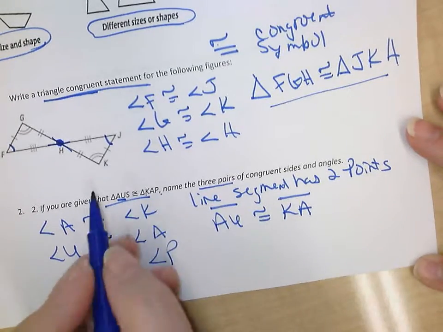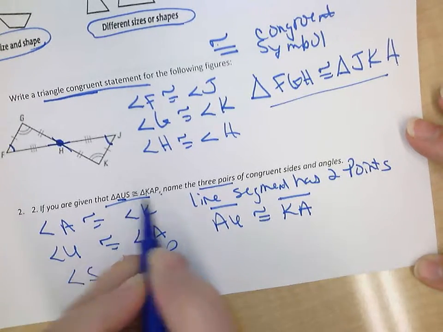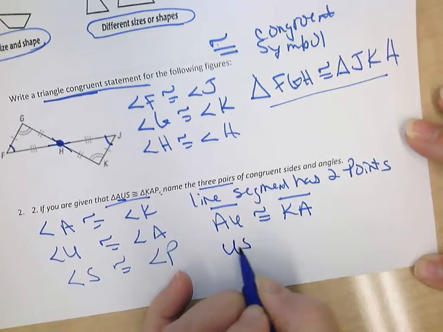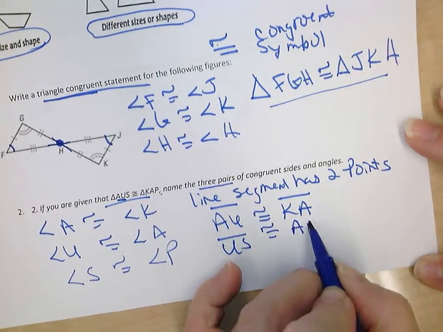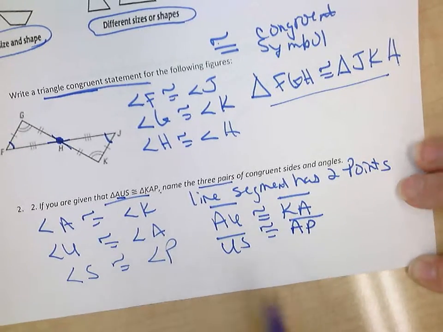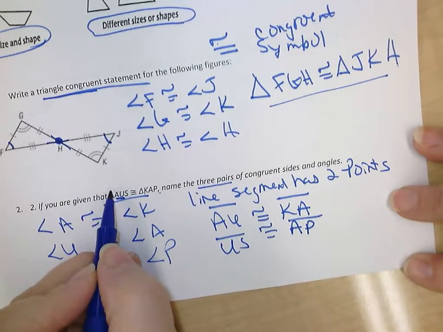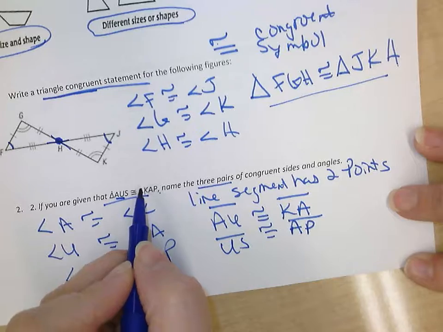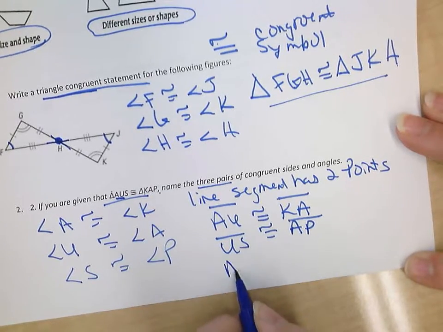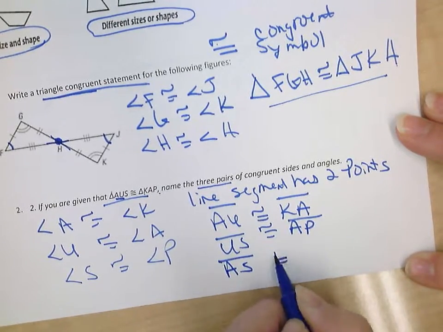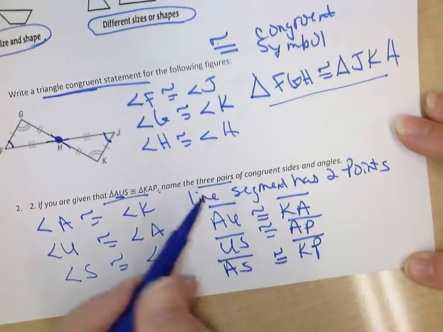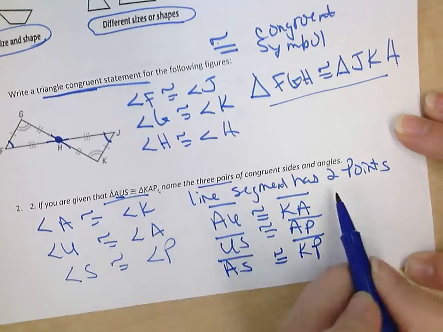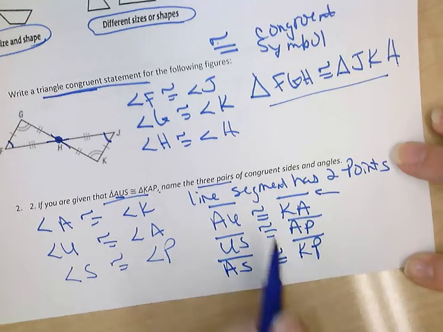Let's do the next easiest one. So we have 2 on the other side. We have US, and then we have AP. Okay, those are 2 line segments. Now the third one is the trickiest, but we have to do the first and the last, and the first and the last. So we have AS is congruent to KP. And these are all line segments. We have to have our line segment notation on top, and we have our congruent statement in between.